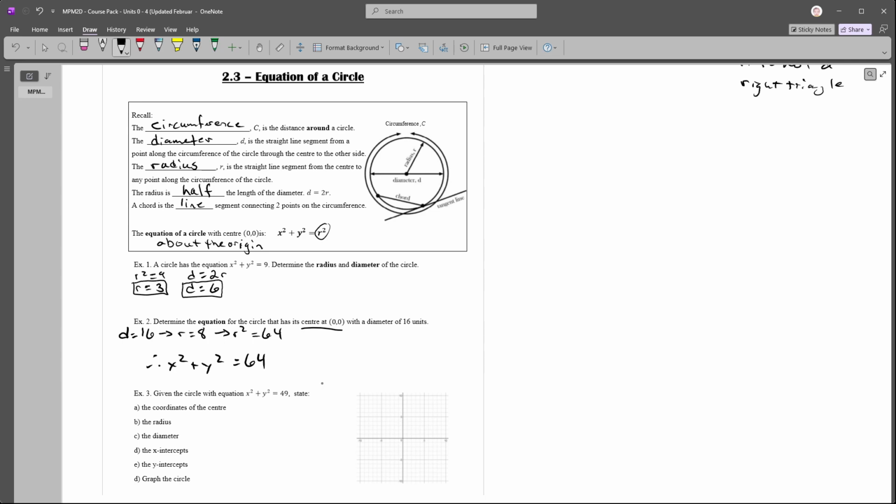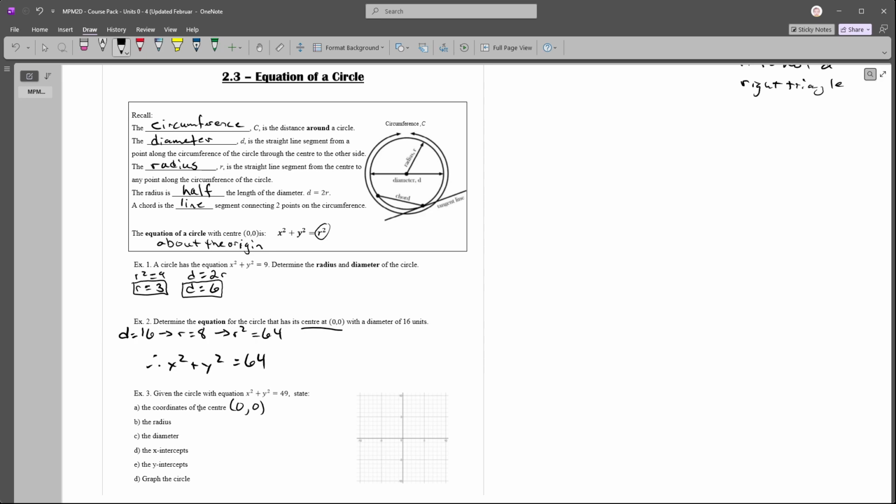Great. But wait, there's more. Of course there is. Let's do this again. So given the circle with the equation x squared plus y squared is equal to 49, let's state the following data. First of all, what are the coordinates of its center? Because it follows this equation exactly, we know that its center has to be at 0, 0. That's the rule. The equation for circles that are not at 0, 0 actually have a different equation.